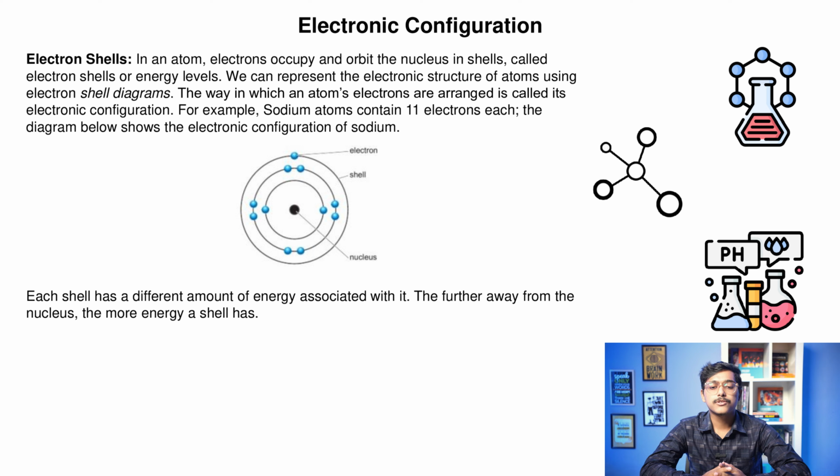For example, sodium has 11 electrons in each atom. The diagram below shows the electronic configuration of a sodium atom. Each shell has a different amount of energy associated with it. The further away the shell is from the nucleus, the more energy that shell has.